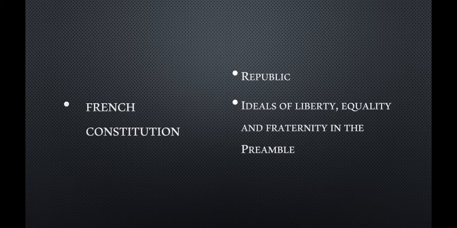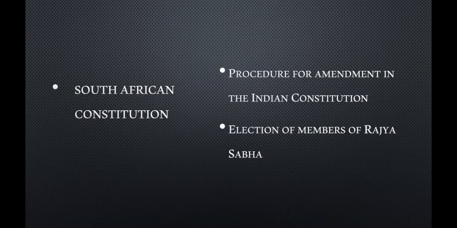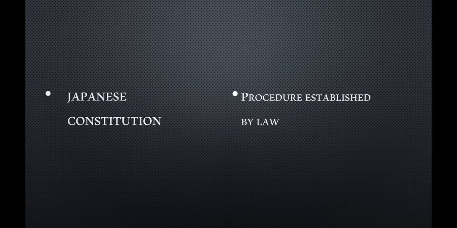Then French Constitution. There are two major features which are borrowed from French Constitution, which are republic, and ideals of liberty, equality, and fraternity in the preamble. Then South African Constitution. There are two features which are borrowed from South African Constitution, which are procedure for amendment in the Indian Constitution, and second is election of members of Rajya Sabha. And the last source of Indian Constitution is the Japanese Constitution, and there is one feature which is borrowed from it, that is procedure established by law.